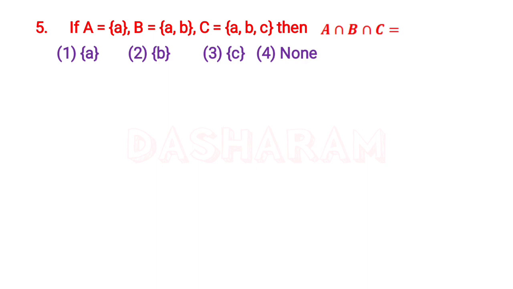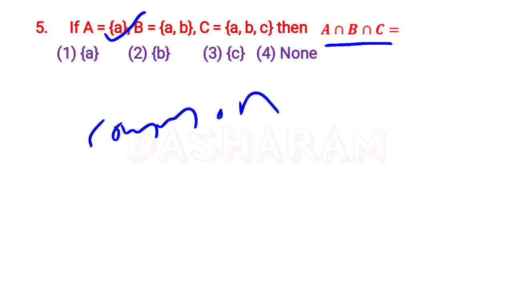Next, fifth question: A equals the set of a, B equals the set of a comma b, C equals the set of a comma b comma c, then A intersection B intersection C. A intersection B intersection C is nothing but writing the common elements from all three sets. Union means all together, intersection means common elements. So in the three sets together, what is the common element? That is a. So the set of a, first option is correct.